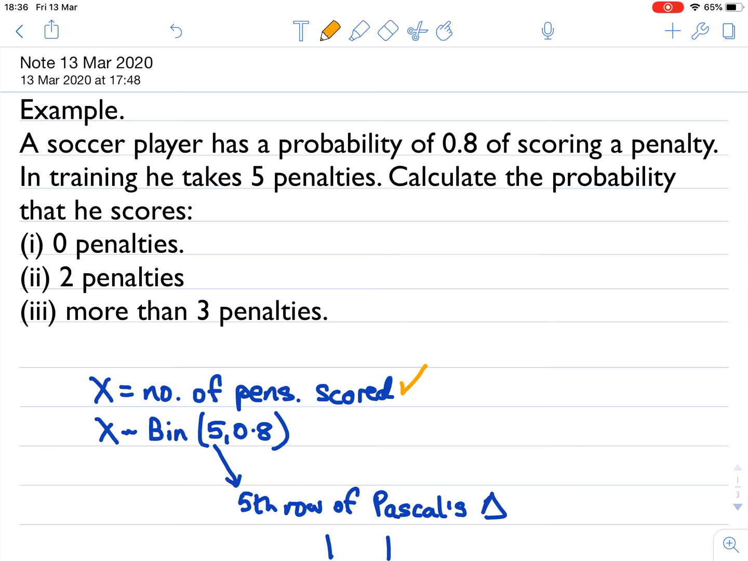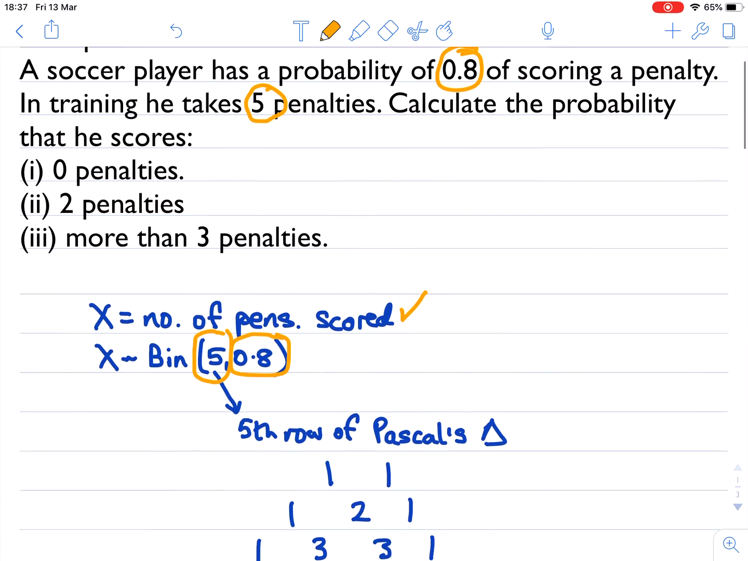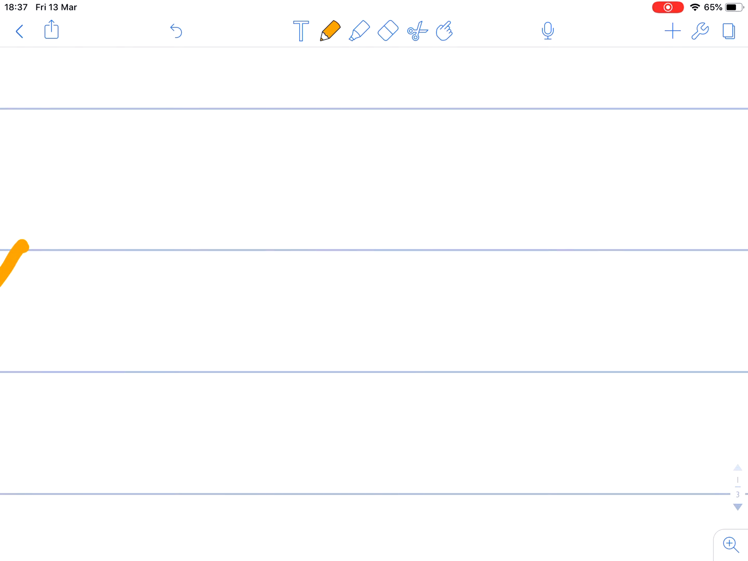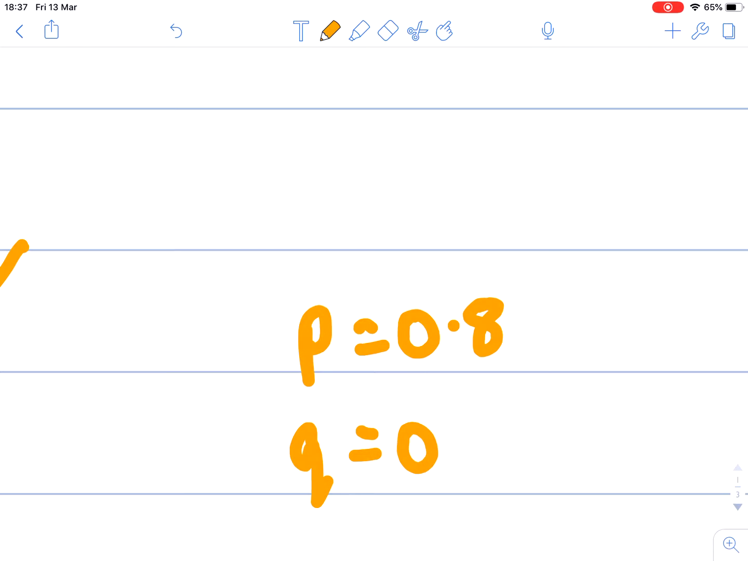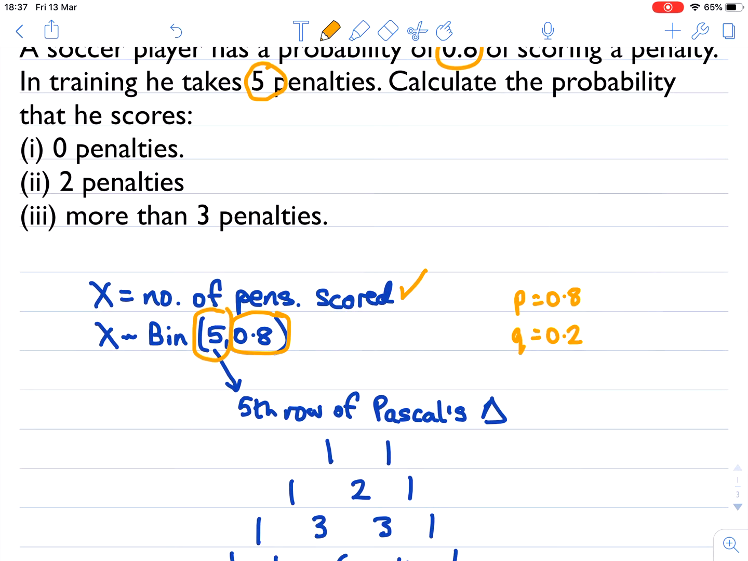Now x follows a binomial with n is 5, because he's going to take 5 penalties, and p is 0.8, because probably him scoring is 0.8. So we can just add in here, p is 0.8, which means then that q is 0.2. So he can either score or he can miss. Now the first thing we need to do is build up the algebra.